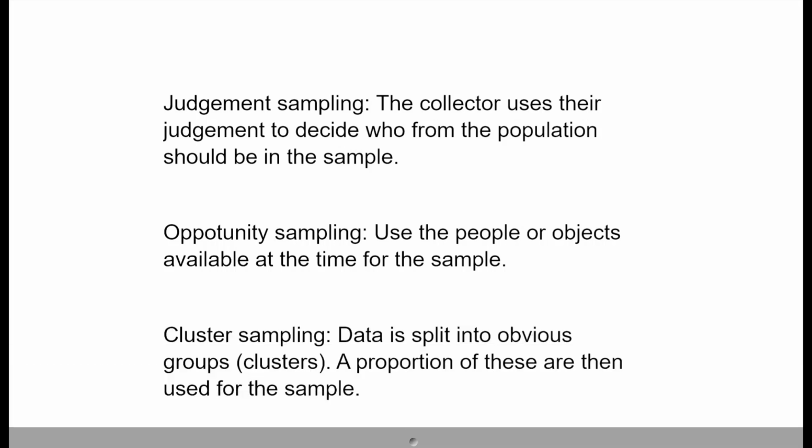So cluster sampling: data is split into obvious clusters or groups. A proportion of these are then used in the sample. So one way we could do this is splitting up the UK into counties or towns and then collecting data from selected towns.